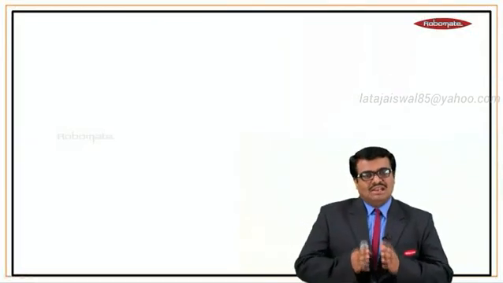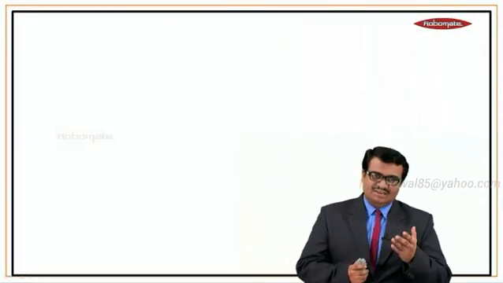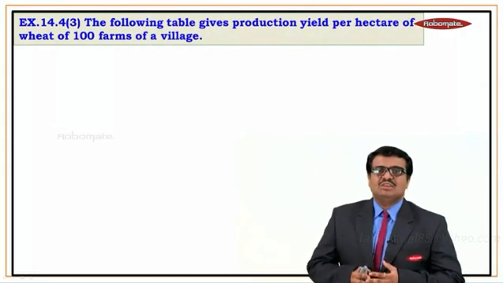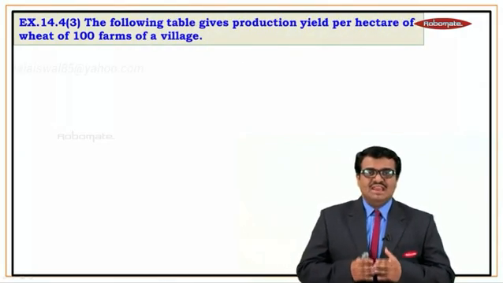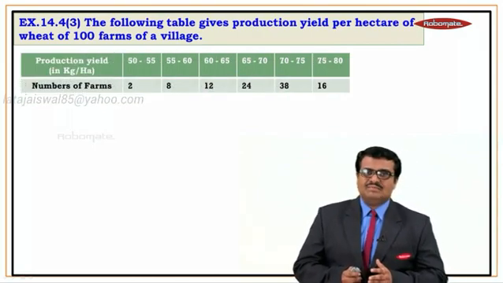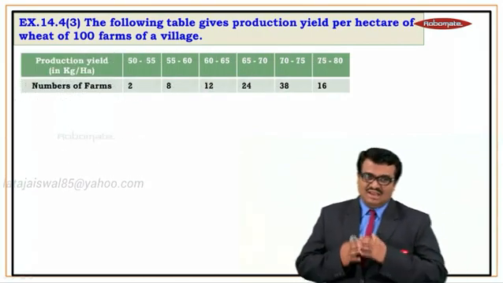In the previous module, we learnt about the less than type curve. Now the second curve we will learn is the more than type curve. The question is this: the following table gives the production yield per hectare of wheat of 100 farms of a village, and the columns are given to you.